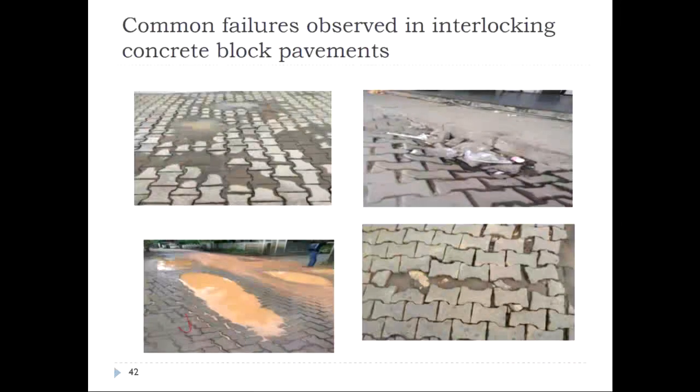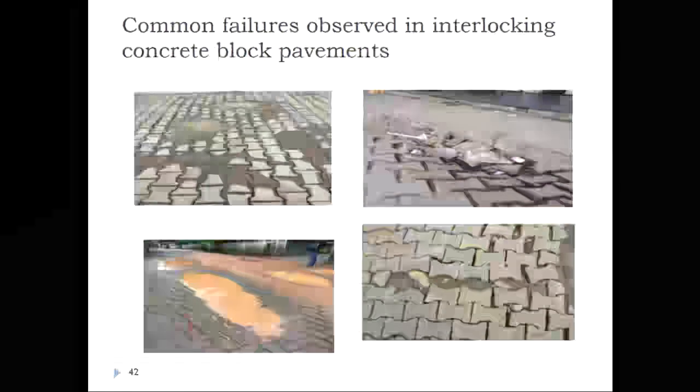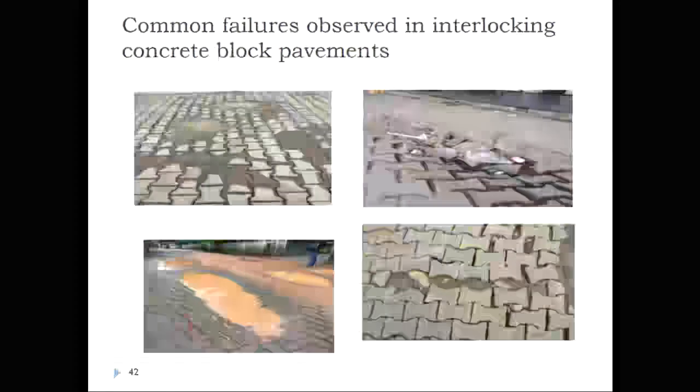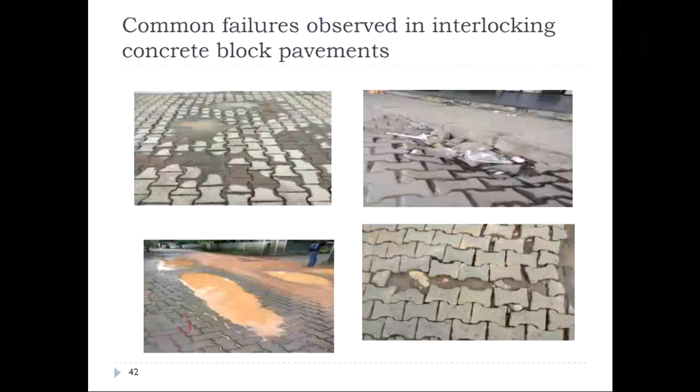The second kind of failure is also differential settlement, where, when you don't provide sufficient jointing sand, the blocks will try to act individually, and you will have excessive punching shear stresses, and this is going to result in failure. And suppose your edge restraints are not properly built, you will find settlement issues. So these are the common failures people are likely to encounter. So, how to correct this?